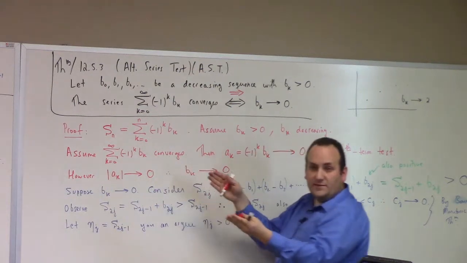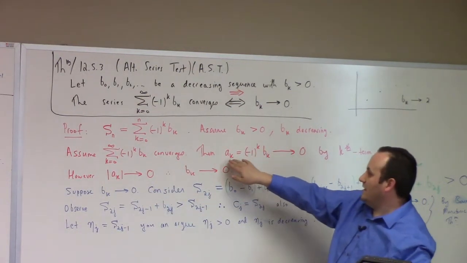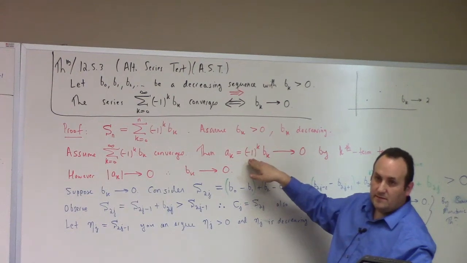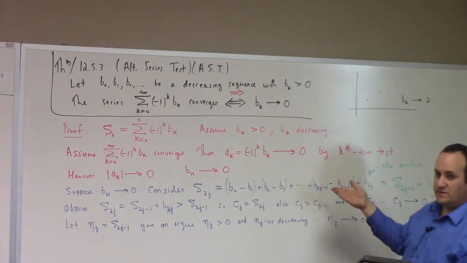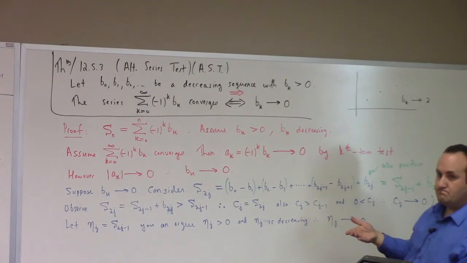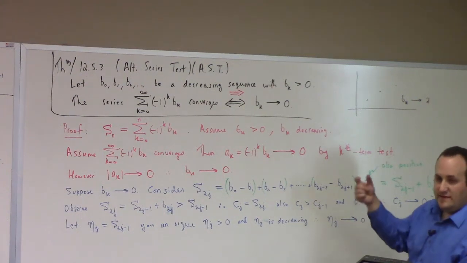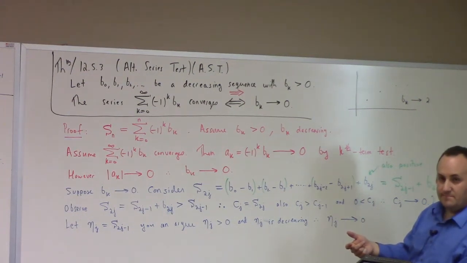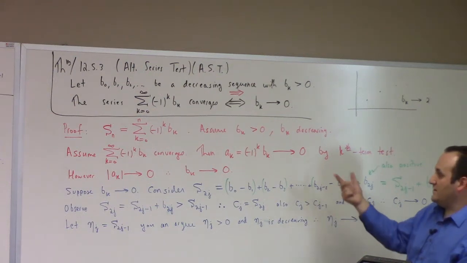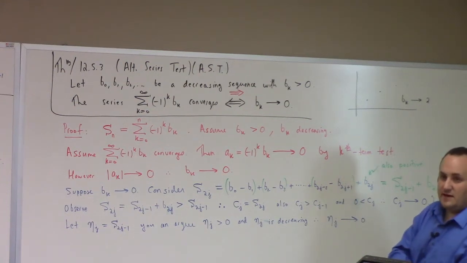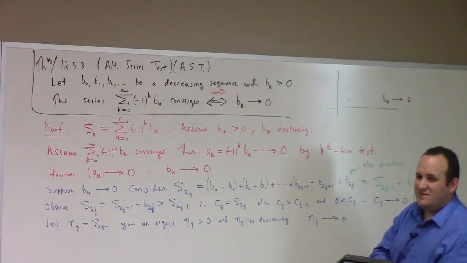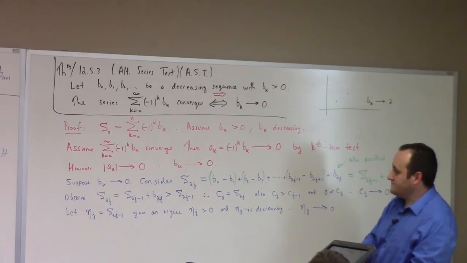What does that mean? The kth term test tells us that a sub k, which is minus 1 to the k times b sub k here, goes to 0, right? Convergent series have the kth term going to 0. But what else do we know? If a sequence goes to 0, its absolute value also goes to 0, right? But the absolute value of a sub k is exactly b sub k. Thus, b sub k goes to 0. I think even if I was very sleepy, I could prove this direction. The other direction, it's a little bit sneakier. Let's go through it, though.